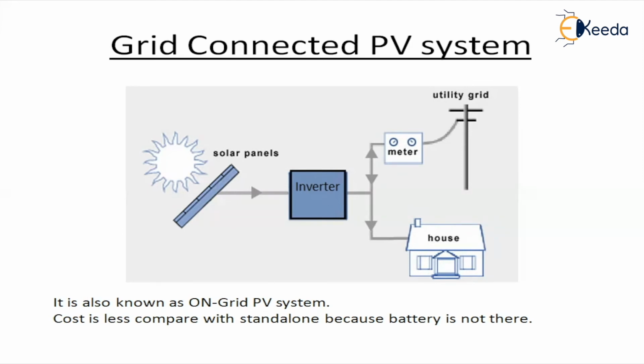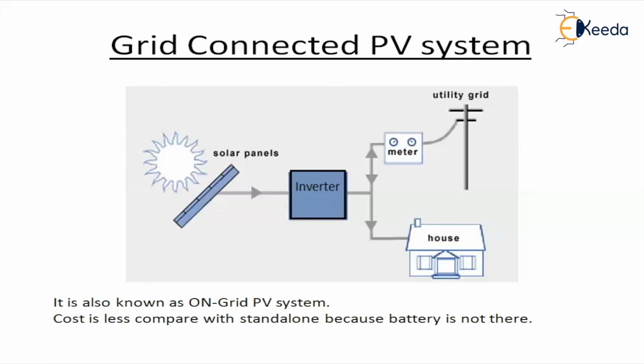So compared to the cost of the standalone system, this cost is less in the same wattage, because there's no requirement of a battery. Whatever is generated is directly given to the grid, so there's no requirement to store the energy. During night time, you're taking supply from the grid. You're not having a battery, but at night you require supply for your home, which you take from the utility grid.